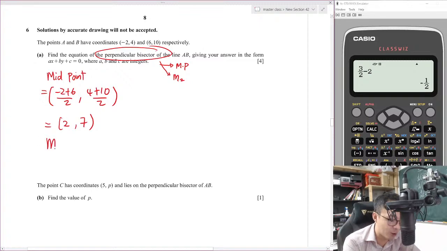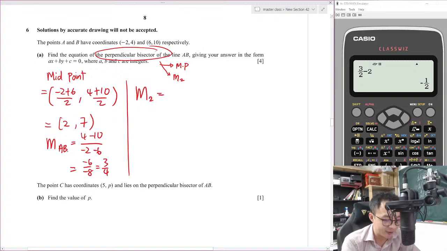Then I want to find M1 first, which is the gradient of AB. So it's Y minus Y over X minus X, which is negative 6 over negative 8, which is 3 over 4. Now I need to find M2, which is perpendicular to the gradient of AB, which is negative 1 over the gradient of AB, just in case you worry about the formula. So it's negative 4 over 3.